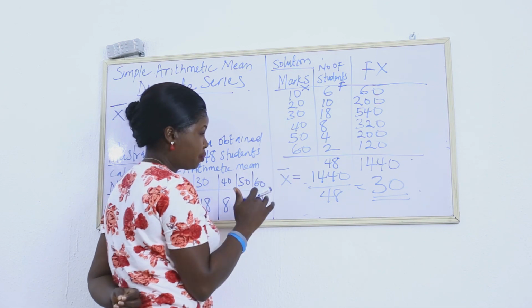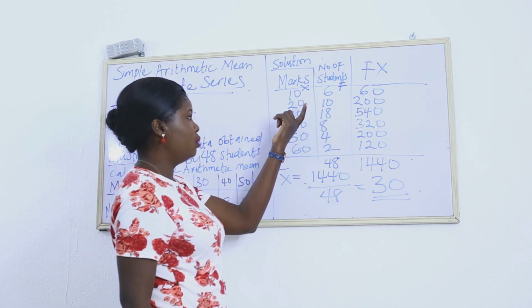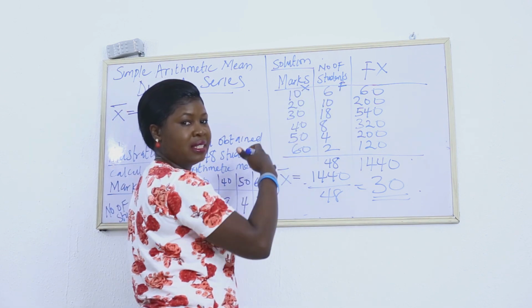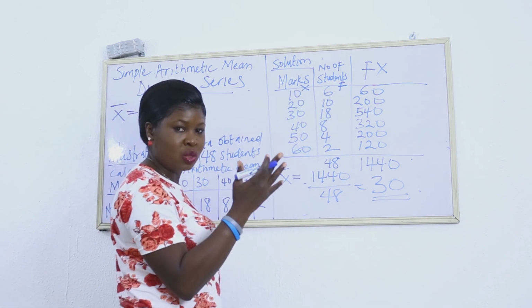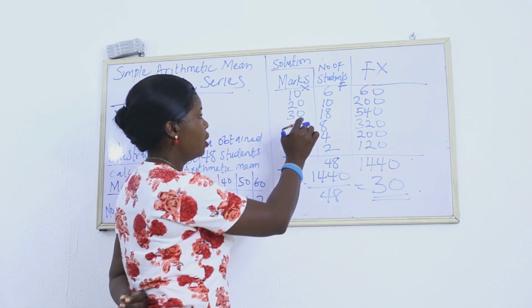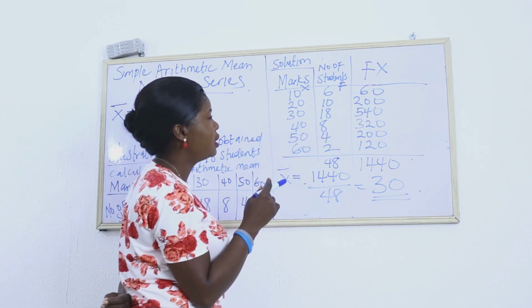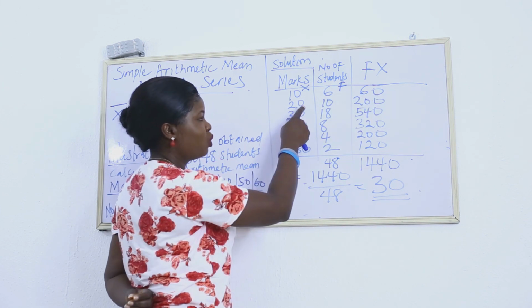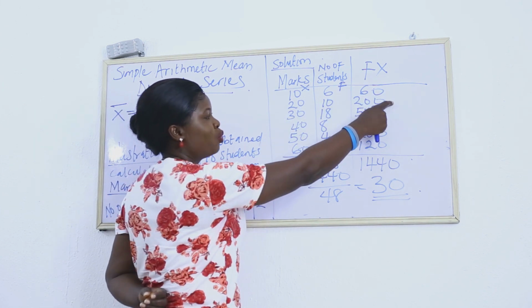Some people might get confused because this is x and this is f. Since it's a multiplication, you can multiply the two sides. So I'm trying to multiply now. The first one says 10 times 6, that's 60. The next one says 20 times 10, that's 200.